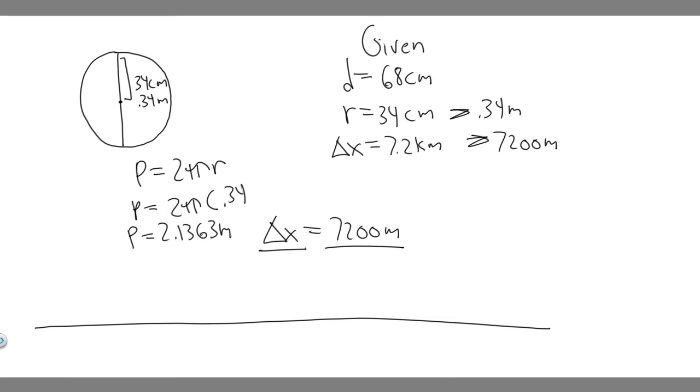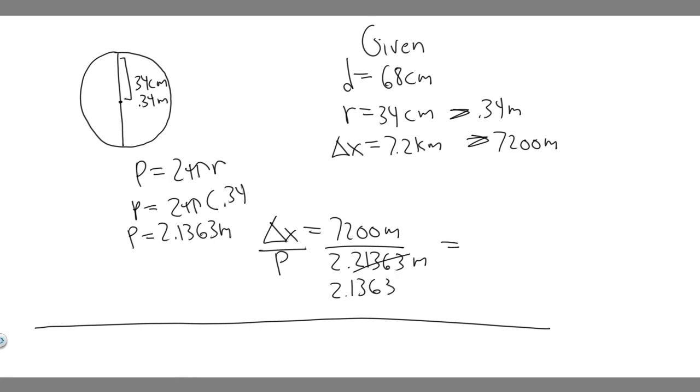So this is going to be the perimeter. If this is how long it has to travel to do 1 revolution, we take the total distance and divide it by this. So this is just the perimeter. Take the total distance divided by the perimeter of your circle. So 7,200 meters divided by 2.1363. Oh, I wrote this wrong, sorry. So this right here is just going to give us the number of revolutions.